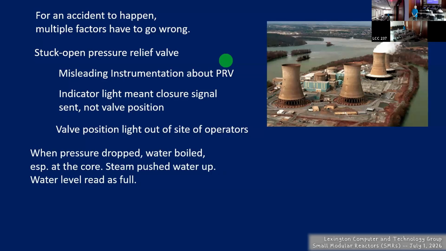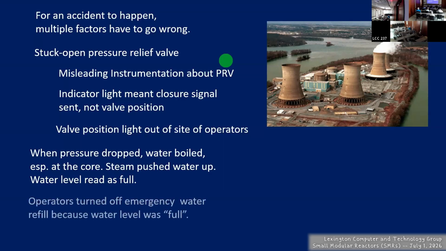So it was stuck open, and the pressure dropped and water started to boil, especially at the core. But very quickly, steam accumulated in the core and pushed the whole water level up. It didn't have time to rise through the piping system. So the whole water level rose. And the water at the top was read as full because it was being pushed up, even though the core was actually losing water. And the operators turned off the emergency water refill because it read full. It would overfill.